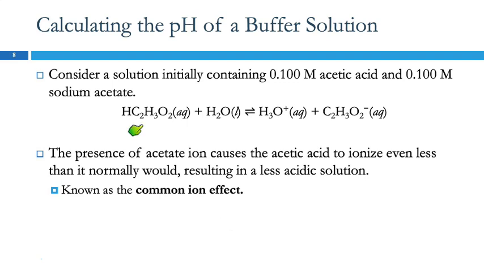Because less of this ionizes, the solution is going to be closer to normal pH, closer to neutral, I should say. It will be less acidic than if we didn't have the acetate in there. And this is known as the common ion effect. When you have a weak acid and you add a common ion, the ionization will be less. If you have a weak base and you add the common ion, the ionization will be less.